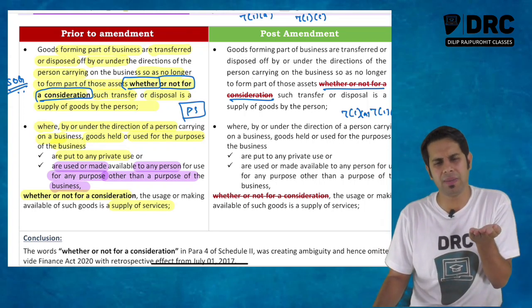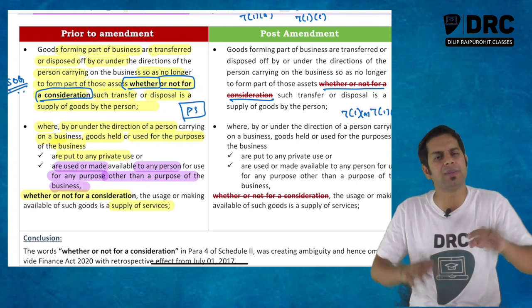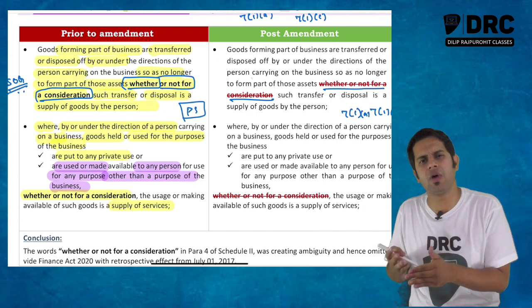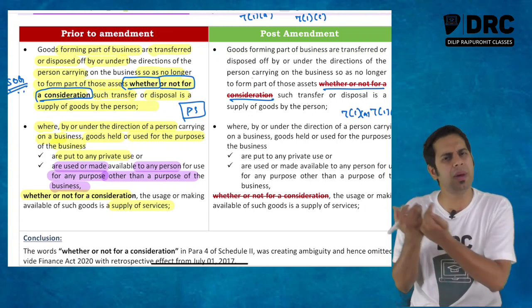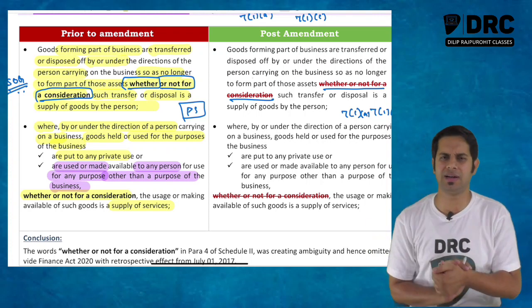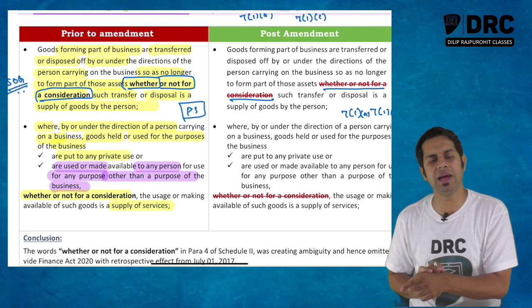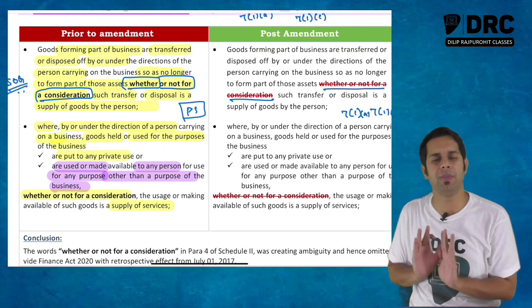I have a car in my business which I am using for my personal purpose. My business laptop I am using for my personal purpose. Normally the laptop is used by me for my business purpose only. But whenever I come home, my daughter is playing games on that laptop. Now, whether she is paying some money to me or not, it shall be treated as supply of services.